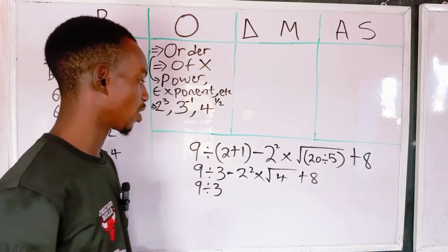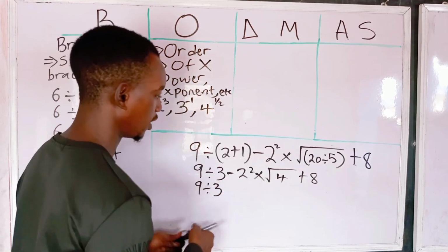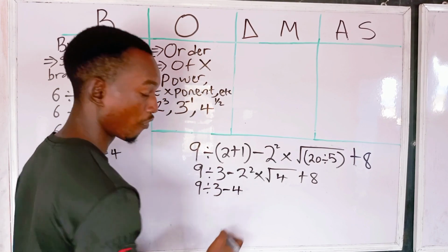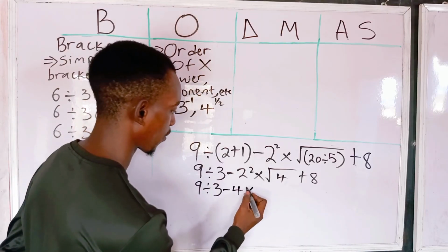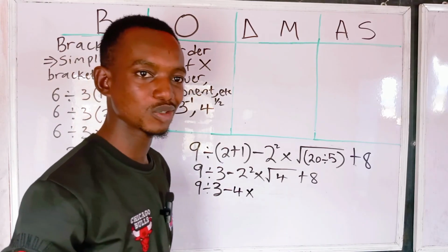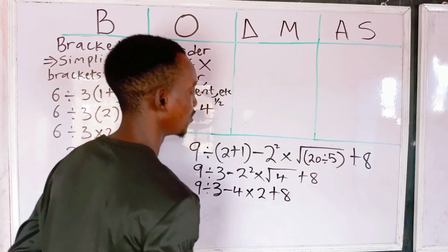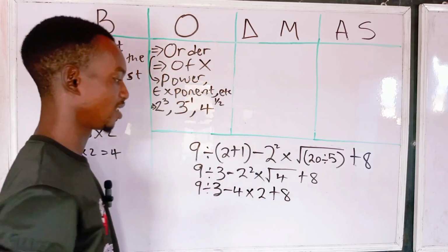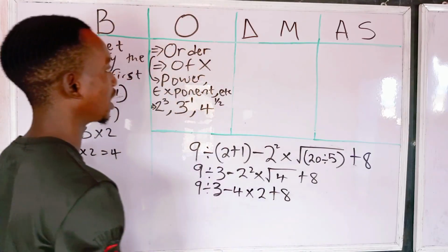Okay, so let's continue with our question. To continue this, it means this negative 2 squared will give us negative 4. Then times square root of 4 will give us plus or minus 2. But let's not do that. Let us just write 2 plus 8 because our topic today is just BODMAS. If we write plus or minus 2, it gives us 2 answers. But let's try to avoid that for now.